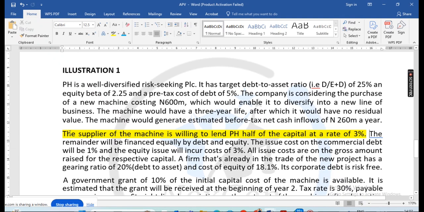Please pay attention. The supplier of the machine is willing to lend PH half of the capital. And the machine cost is 600. If they lend them half of it, half of 600, is it not 300? Yes, it is 300. Then the balance, which is 300, will be financed equally by debt and equity. So the balance of the 300 will be shared between the debt and equity, which is 300 divided by 2, 150.